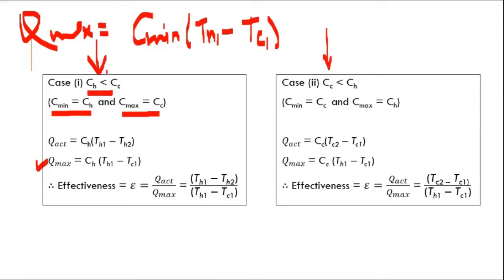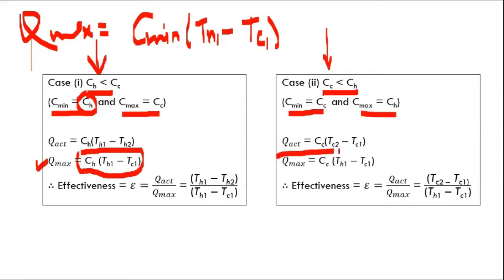If I'm talking about the first case, what is the C minimum value? It is equal to CH. If C minimum is equal to CH, we can say that maximum rate of heat transfer will be equal to CH TH1 minus TC1. Similarly for the second case we are getting CC is the minimum value. So we are writing C min is equal to CC, C max is equal to CH, and in this case again this Q max value is equal to C min multiplied by TH1 minus TC1. C min value is equal to CC, so we get Q max is equal to CC TH1 minus TC1.